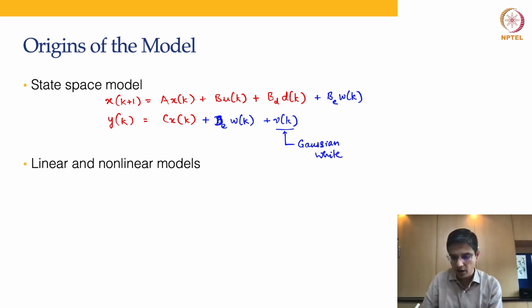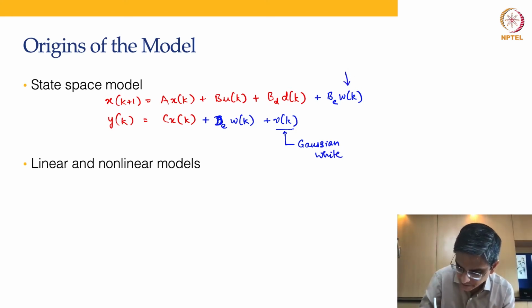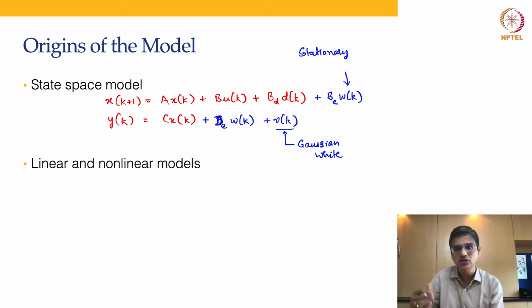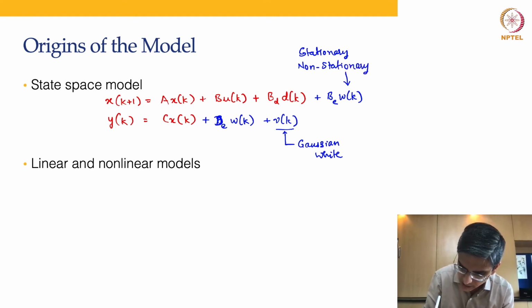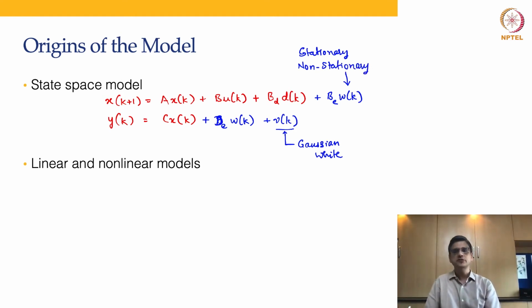However, w_k could be white, could be stationary. A stationary noise would be a white noise or a colored noise, or it could be non-stationary. The most common non-stationary noise that we use is an integrating white noise. We will need to have a non-stationary noise sequence if we need to get rid of offsets, whether we use a state noise as shown over here, or we use a load disturbance or an output load disturbance as shown over here.